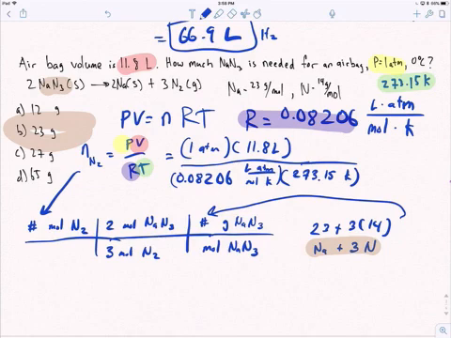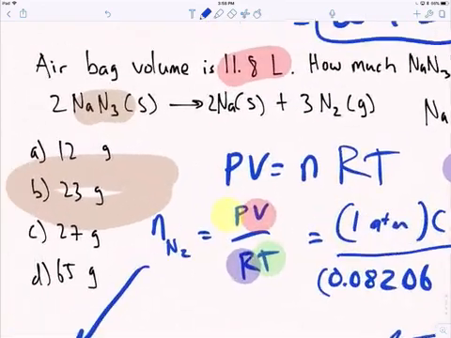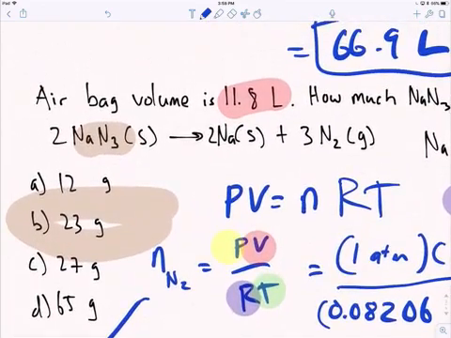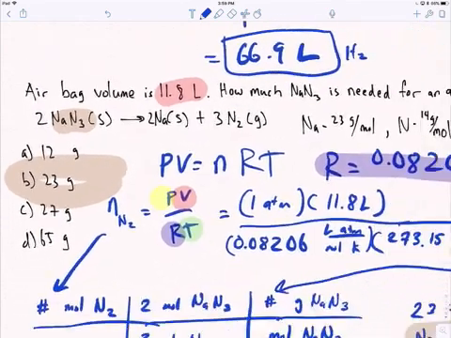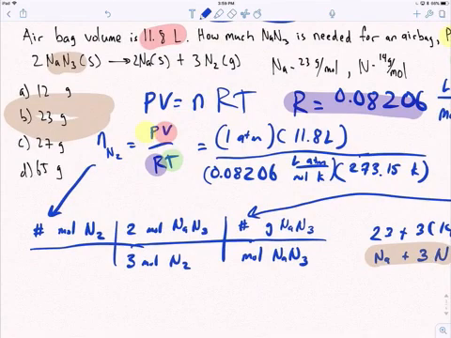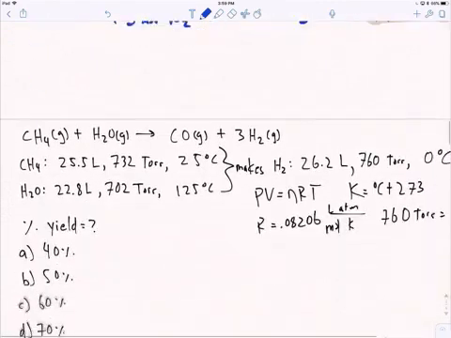Then you have the 3 moles nitrogen to 2 moles sodium azide, NaN3, and then the mass of sodium azide, it's 65 grams per mole. So half a mole times 2/3 times 65 gives you 23. Questions with that? Okay.